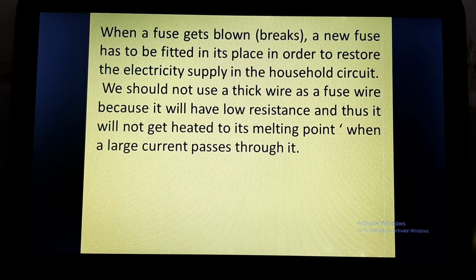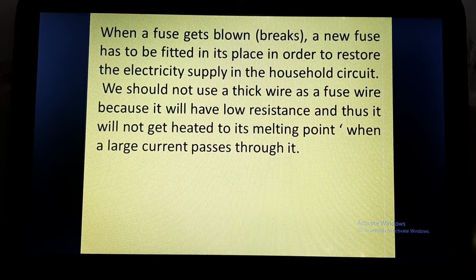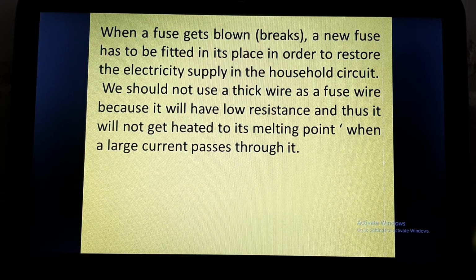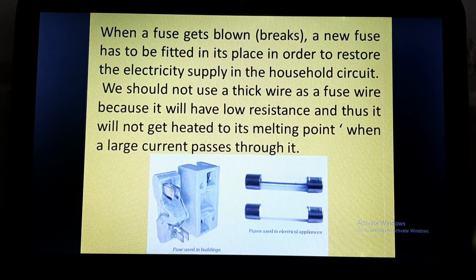Now what is the learning? A thick wire should not be used as a fuse wire, because a thick wire will have low resistance, so it will not heat enough for its melting point to be reached, and therefore it will allow the large current to pass through it.